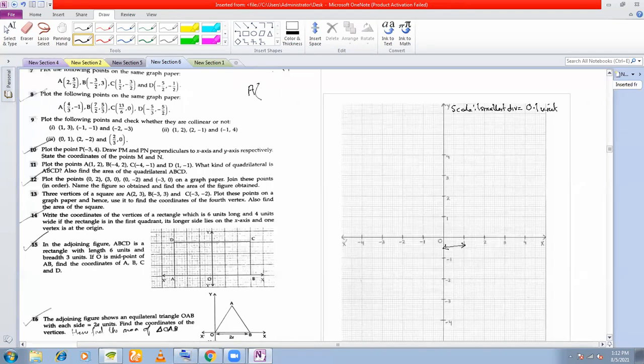Now let's see what the points are. First point is given to be 4 by 3, minus 1. The fraction, you convert it to a decimal. You will get 1.3, minus 1, right? Now how will you plot this point? On the x-axis, what is the distance you have to move? 1.3 you have to move, right? So 1 unit is here. And now you have to move 0.3. So 3 divisions you have to move. You take 3 divisions here. So you reach here. You understood what I'm talking about?